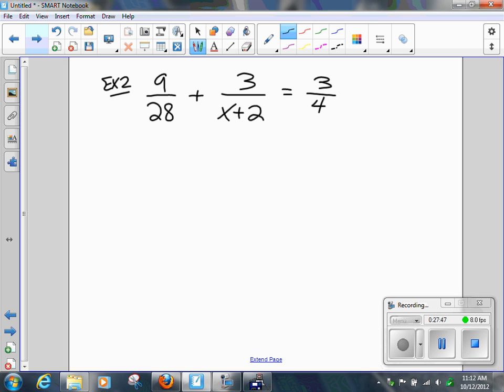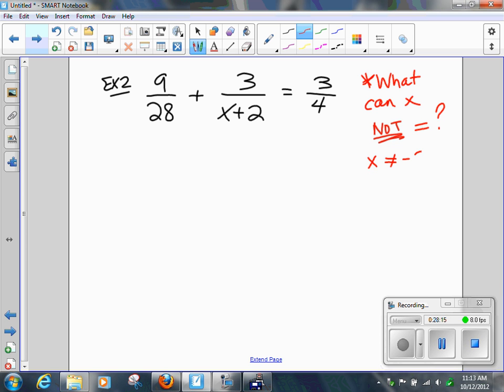Look at that. What can x not equal? Write it on your paper. What can the value x not equal? Because if it does, why can it not equal -2?